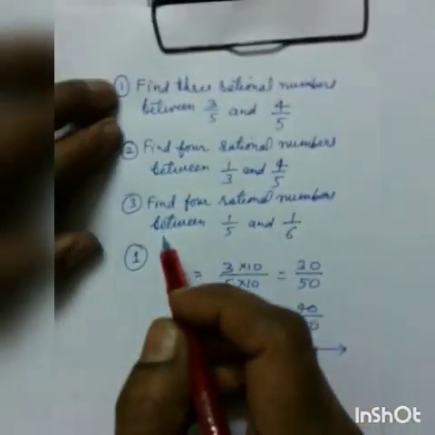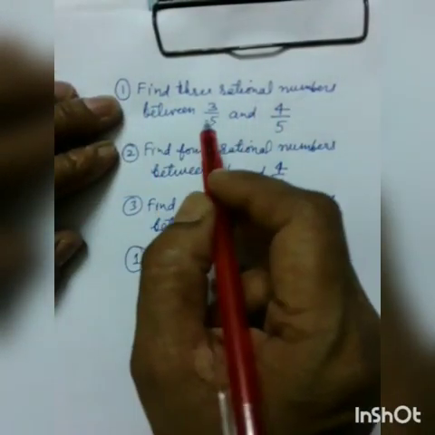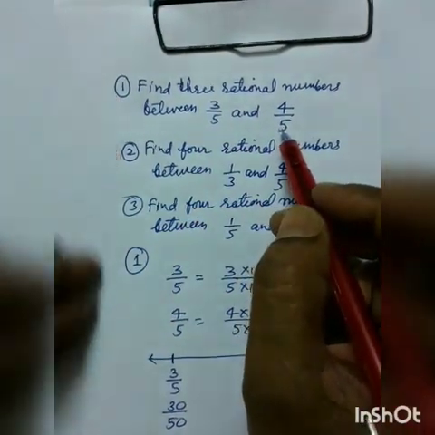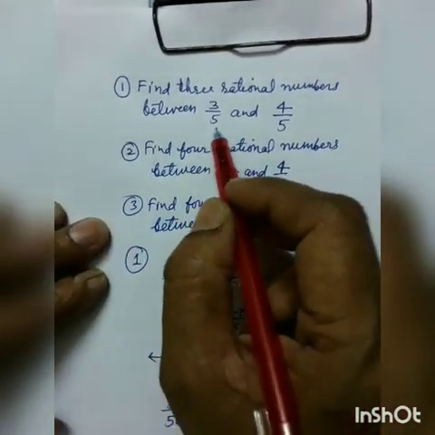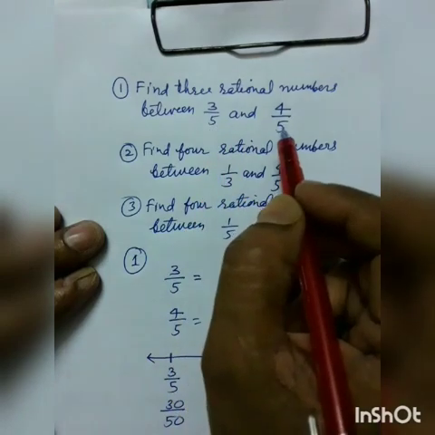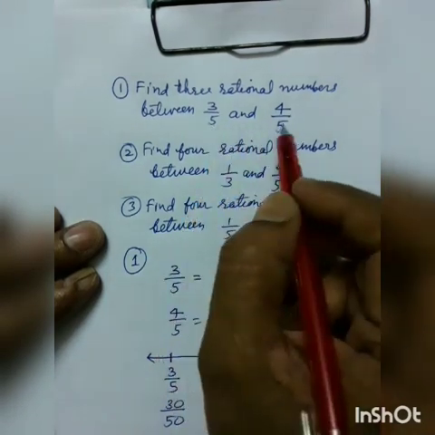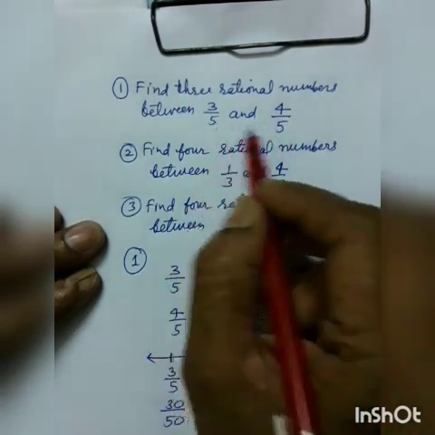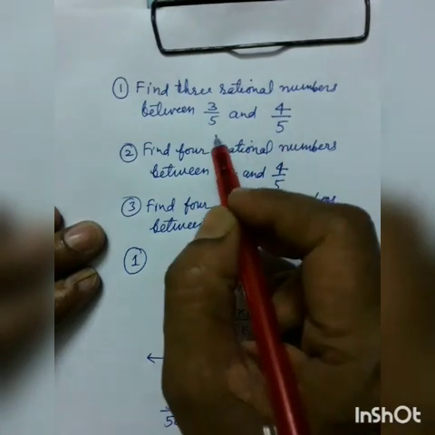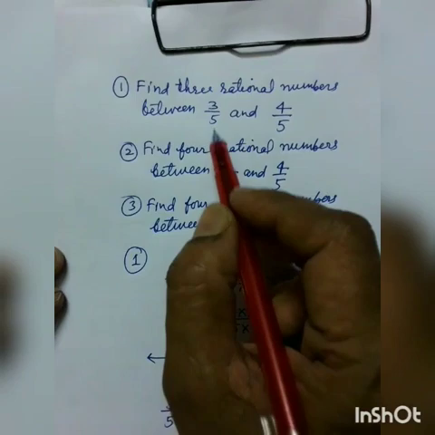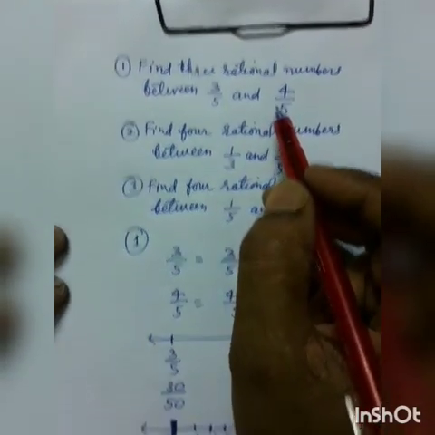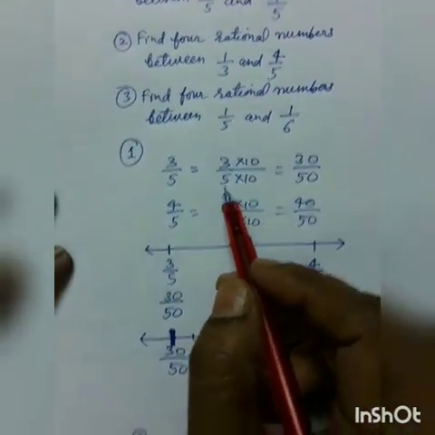Dear children, we have to find three rational numbers between 3 by 5 and 4 by 5, and this is the easiest question out of these three. Why is it easiest? Because here the denominators are same. Dear children, if the denominators are same, then you are the winner and you can solve it very easily. So I have selected this as first question. So see how to solve this type of questions.